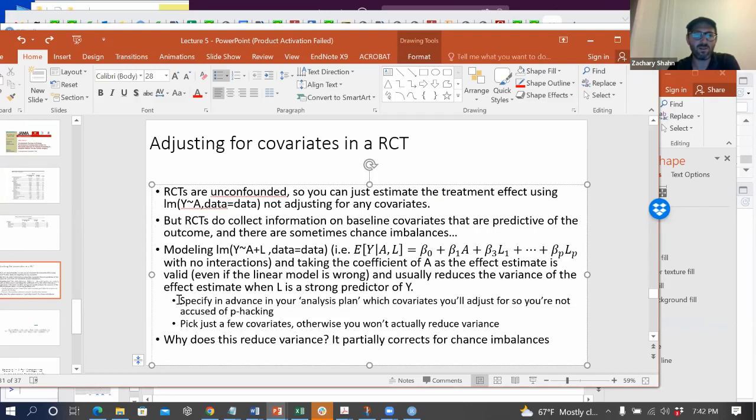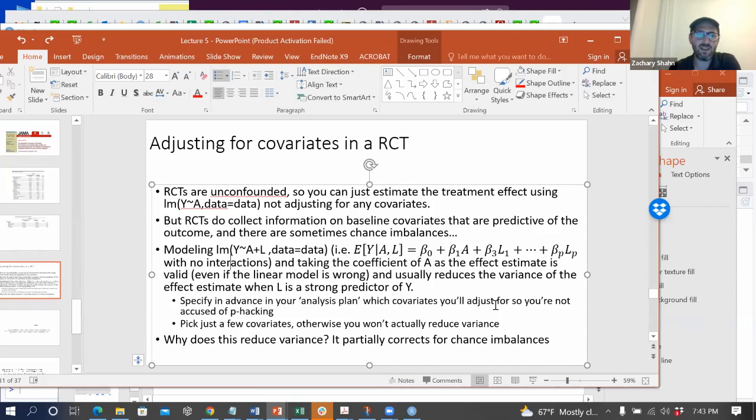So it's important to specify in advance, like in your analysis plan, which covariates you're going to adjust for in a model like this. Otherwise, p-hacking is a concern because the results can change slightly depending on which covariates you adjust for, and someone who's motivated to get a statistically significant estimate of beta 1 can try all sorts of different covariates to adjust for until they get one, if they're borderline, let's say.